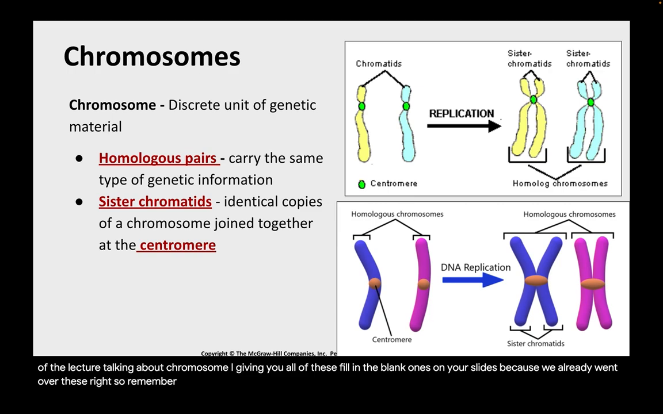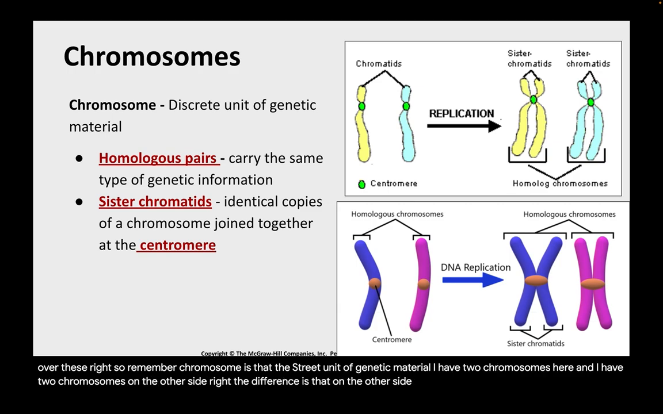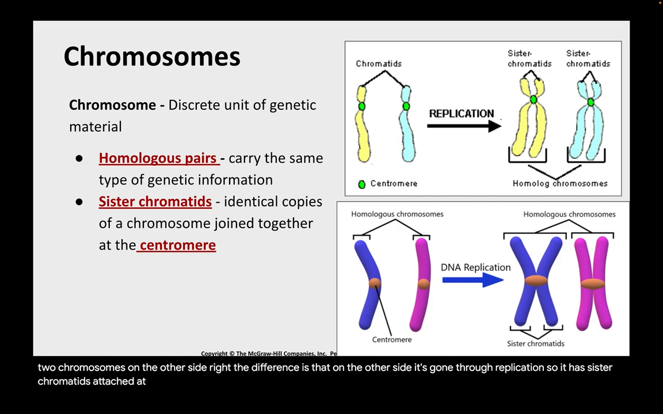Right? So remember, chromosome is that discrete unit of genetic material. If we look at our images, I have 2 chromosomes here, and I have 2 chromosomes on the other side. Right? The difference is that on the other side, it's gone through replication. So it has sister chromatids attached at the centromere. Whether it's been replicated or not, we would still call them homologous pairs because they carry the same type of genetic information. Right? You're just getting 1/2 from mom, 1/2 from dad.